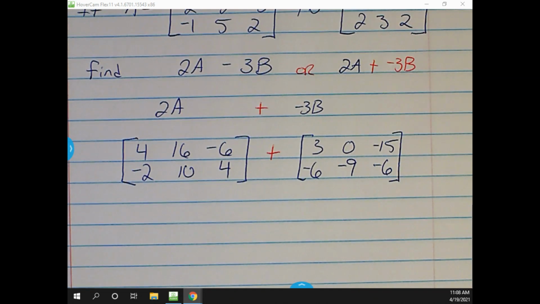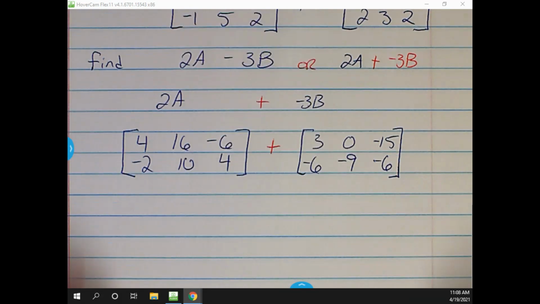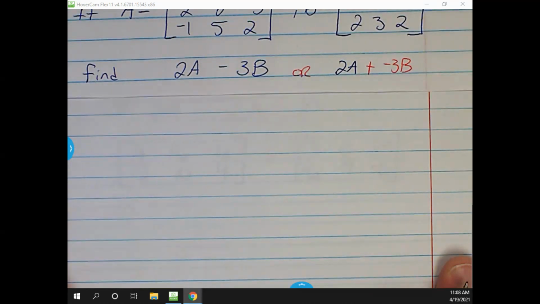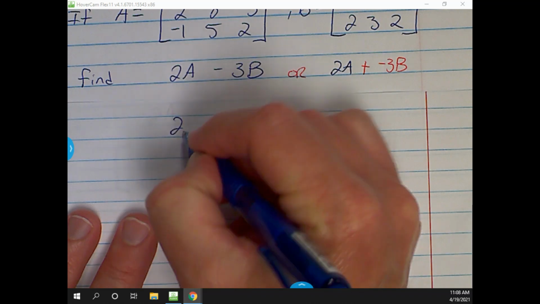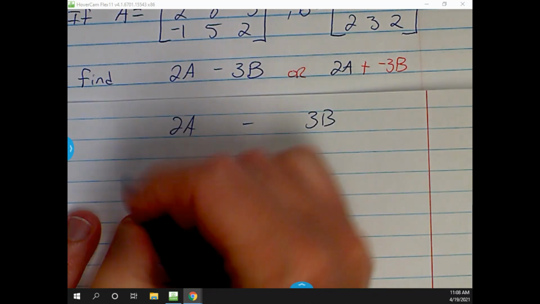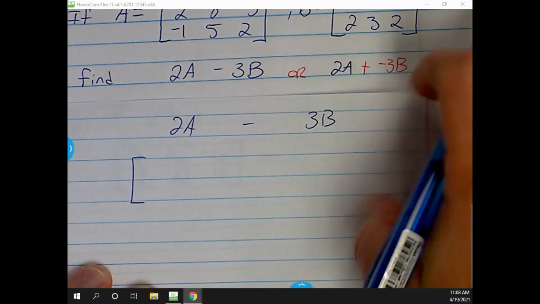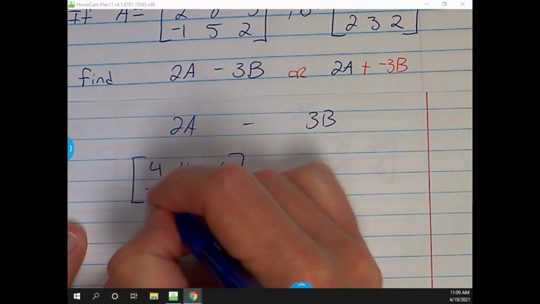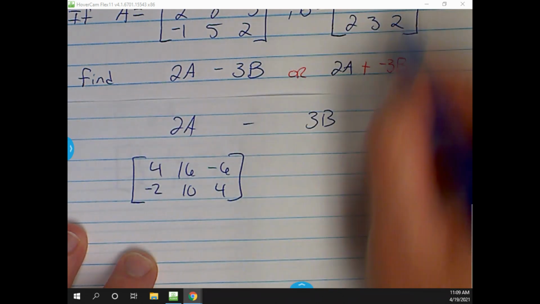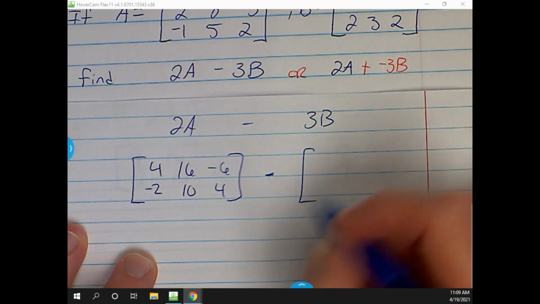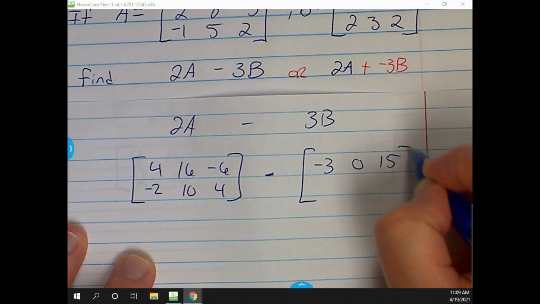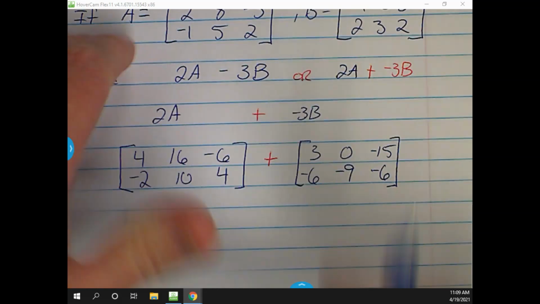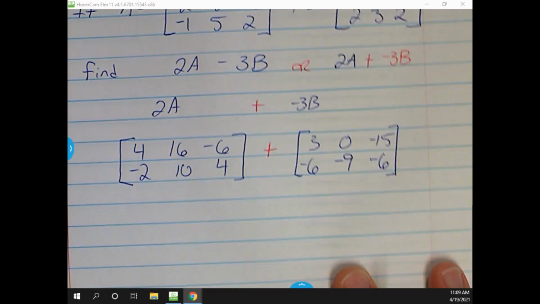You could turn it that way, and that's what I was saying: if you don't like to do it that way, then we basically could do an if-then. You could go ahead and do 2A minus 3B. Again, it's your pick on what you want to do here. What were the numbers? 4, 16, negative 6, negative 2, 10, 4. If you just do 3 times all these numbers and remember it's subtraction, that's fine too. Whether you do this or that, we'll go ahead and do them both here because you should get the same answer either way.